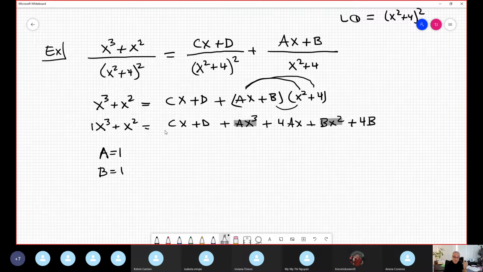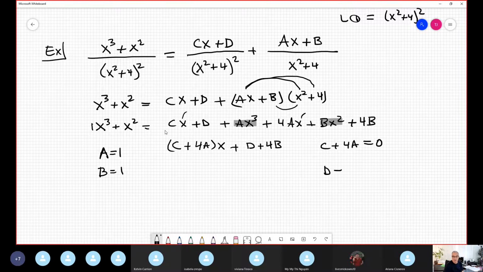So, what about C? What about D? I don't know. I have no idea. Okay, no problem, but I know that CX, look, CX. Okay, the rest, try to combine, for example, C plus 4A contain X, here, X and X. And D and 4B, no. But when you compare on the left-hand side, we have no that term. That means that C plus 4A is 0. And D plus 4B is 0 also.